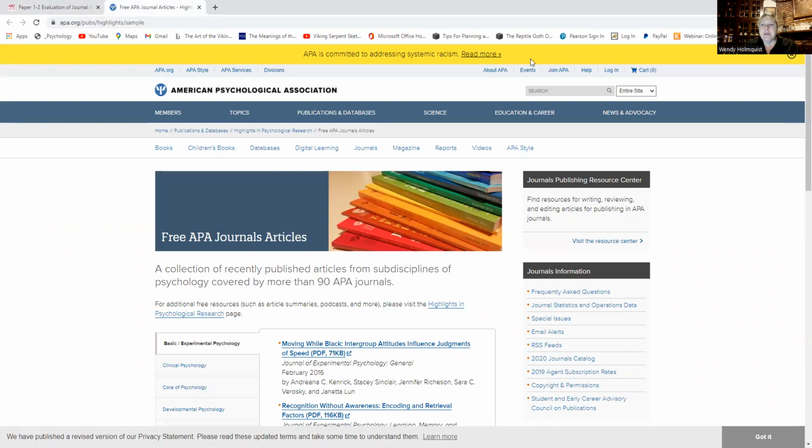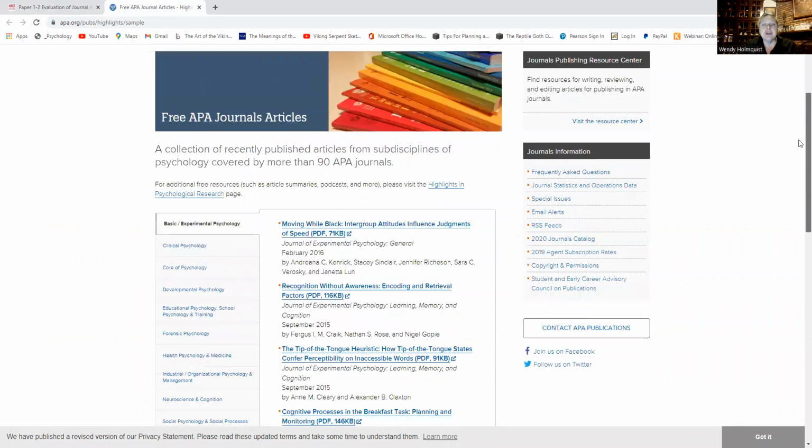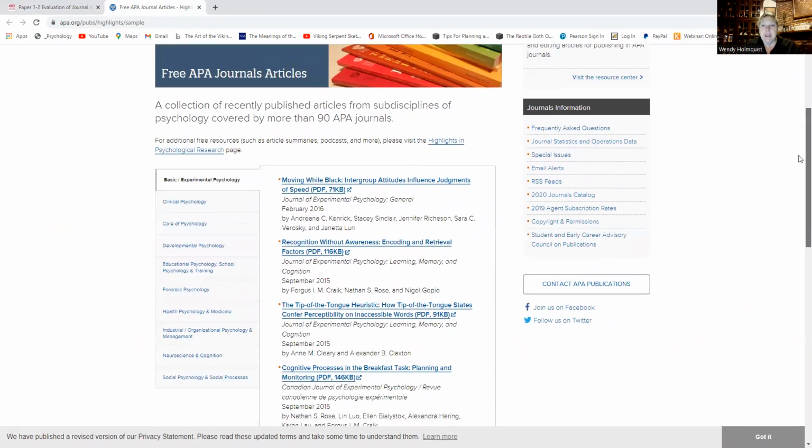For your first paper, I want you to choose one of the papers found on this page. For your second paper, you can choose a research article that is something you're more interested in, that you find in the library website, or you can do another one from here. It's up to you what you want to do on that.